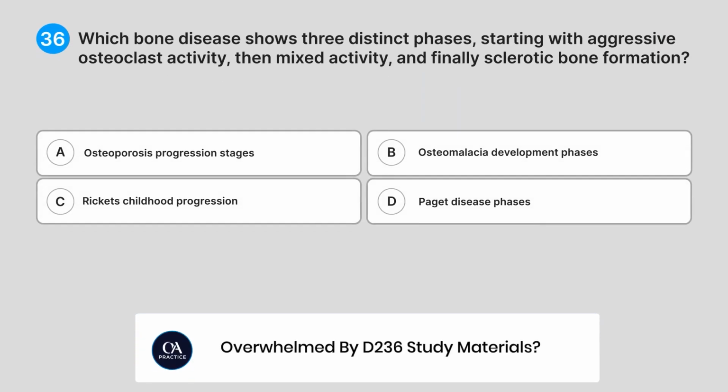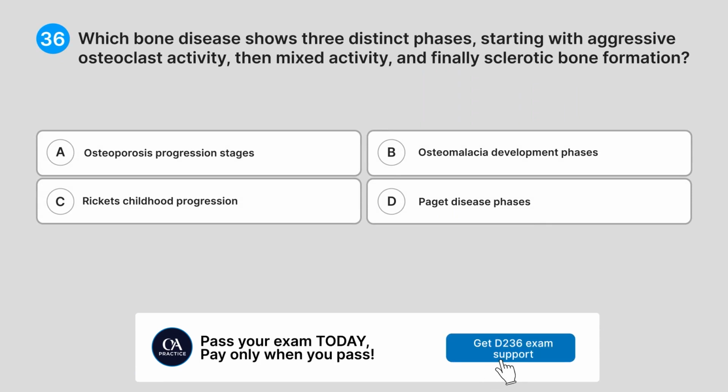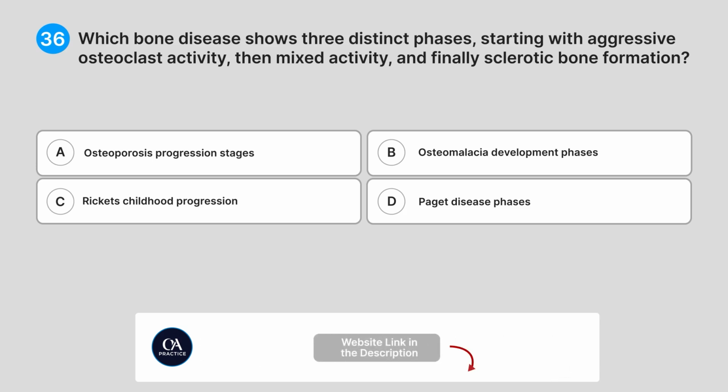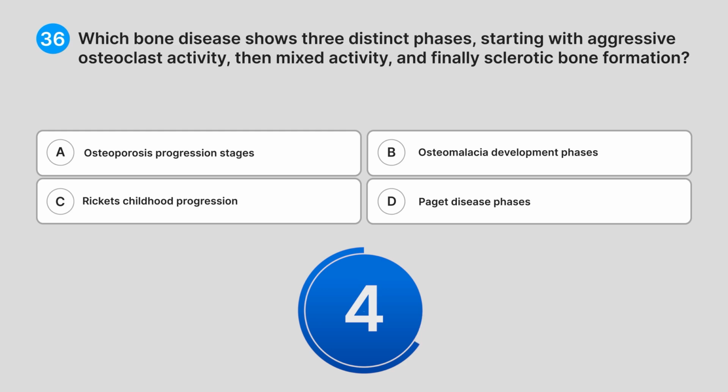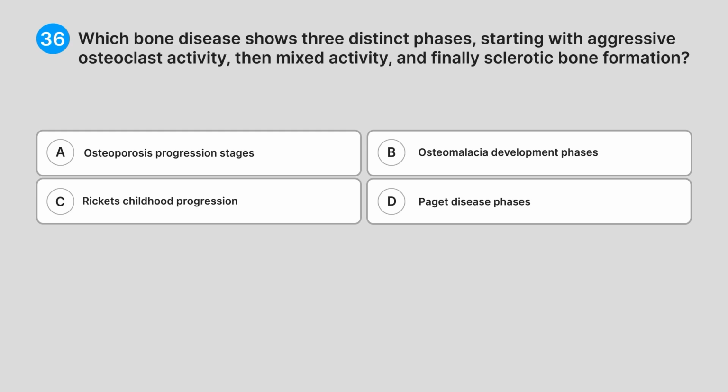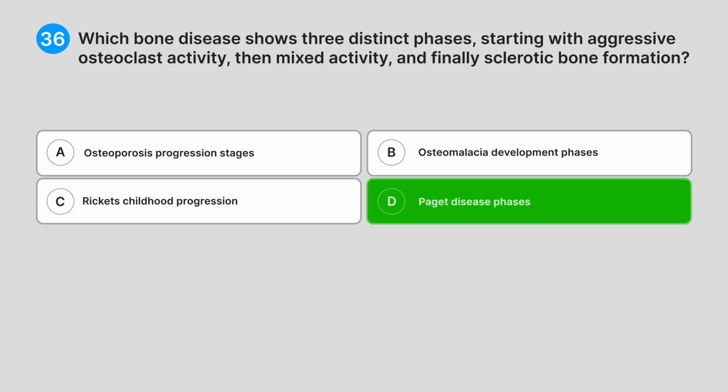36. Which bone disease shows 3 distinct phases, starting with aggressive osteoclast activity, then mixed activity, and finally sclerotic bone formation? A. Osteoporosis progression stages. B. Osteomalacia development phases. C. Rickets childhood progression. D. Paget disease phases. Do you know the answer? Correct answer, D. Paget disease phases.